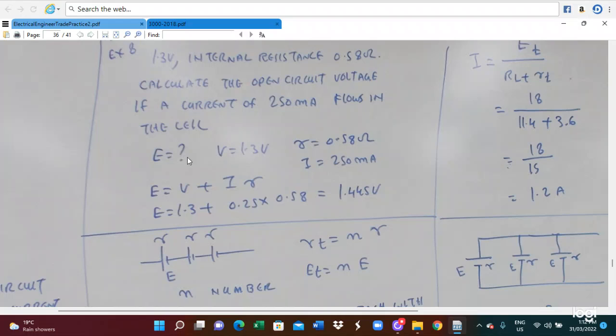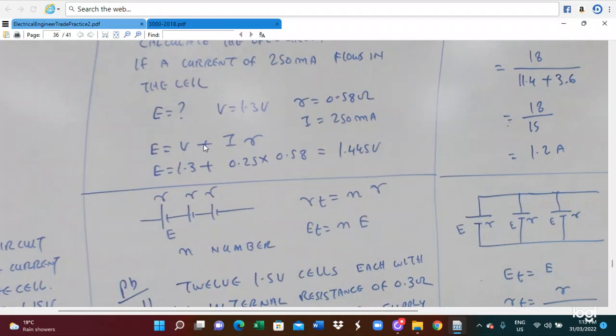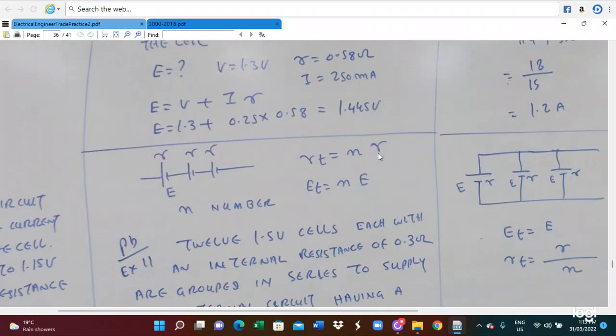So in this case, we have to find the E voltage. V is 1.3, R is 0.58, and I is 250 milliampere. So E equals V plus IR. V is 1.3, I is 0.25, R is 0.58. So you get 1.445 volt.